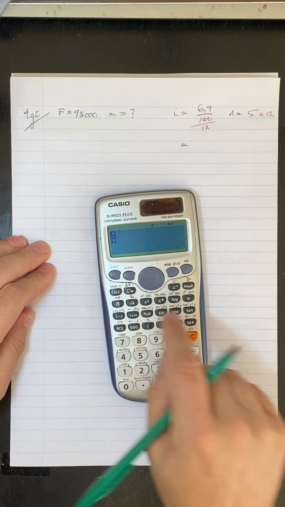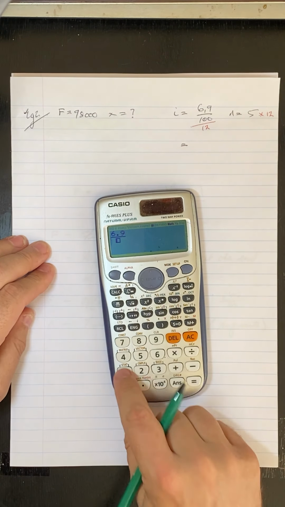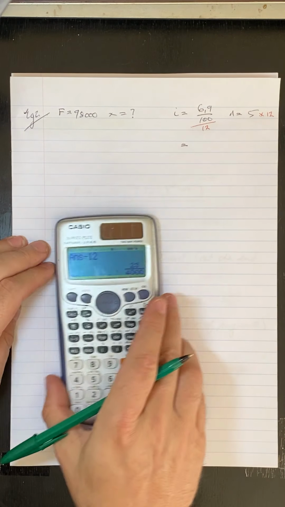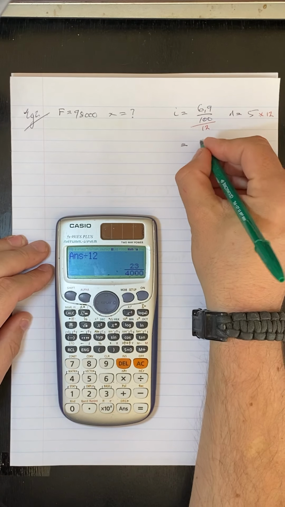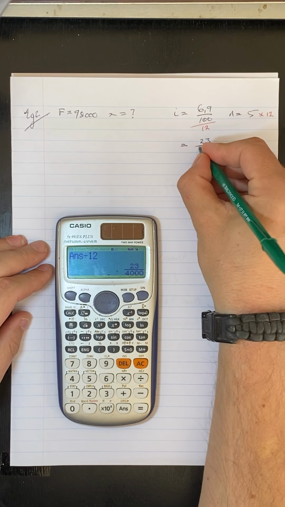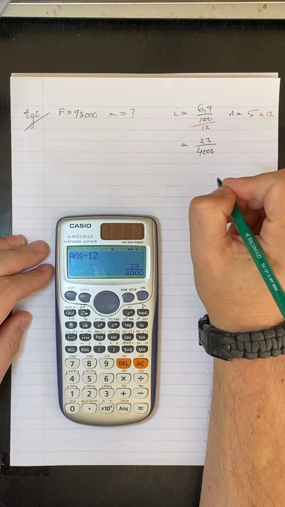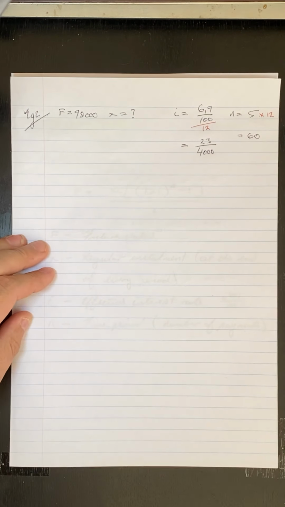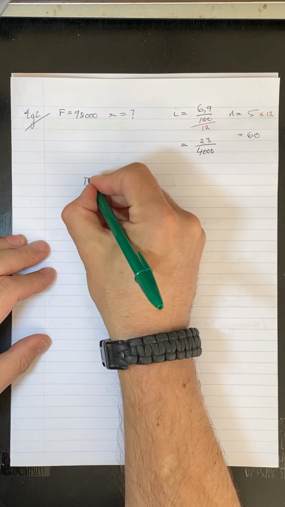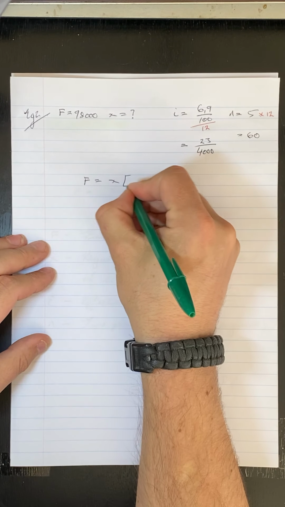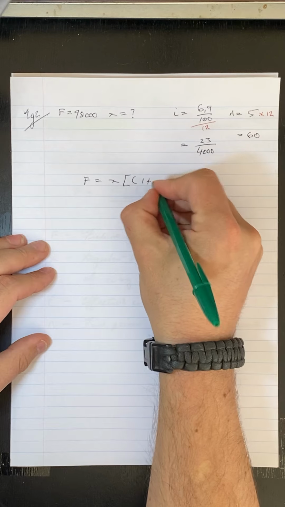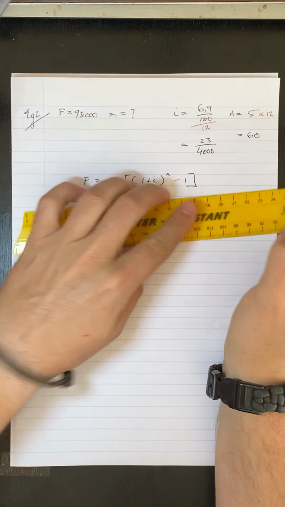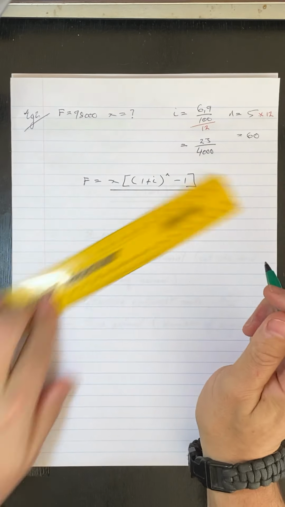So we get 6.9 over 100. And then we divide that by 12. And we get 23 over 4,000. Then 5 times 12 is 60. So we're going to use our future value formula. F is equal to X times 1 plus I to the power of N minus 1, all over I.